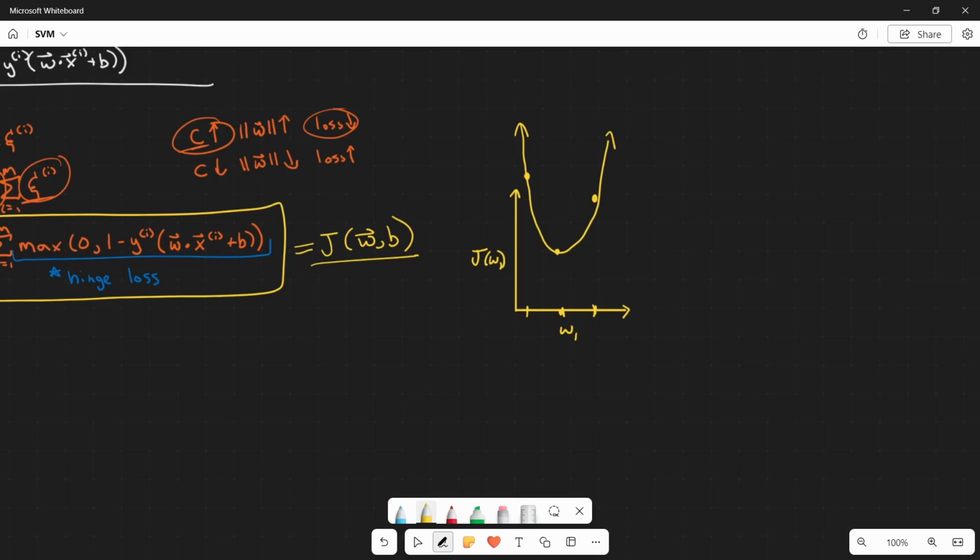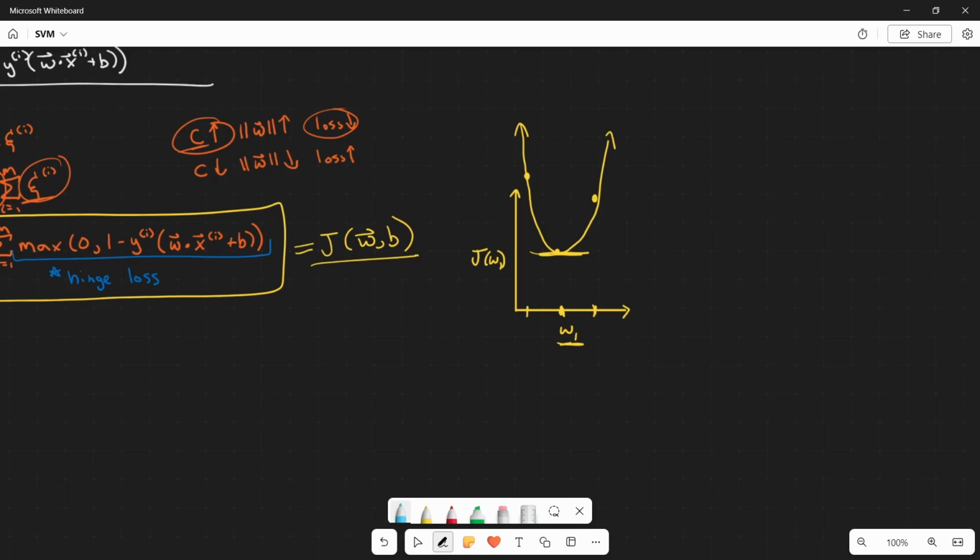Then we can say when we have a weight value that's just right, we'll have a minimum cost. But if we had a weight value that was too high or too low, our decision boundary would be way off in predicting what our y true values are. So that would result in a very high cost up here or down here.